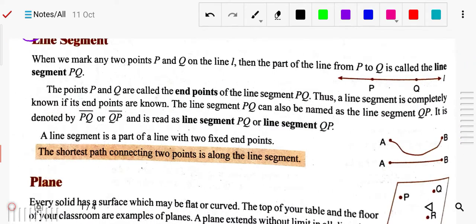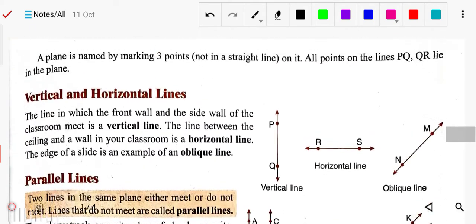You can write it like this, with two points, PQ. You can write simply AB and put a line over it, so it means line segment AB. There will be no arrow. This is how to represent or show it. Next is your plane.